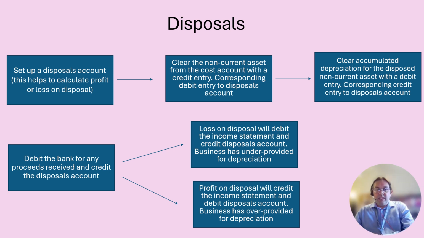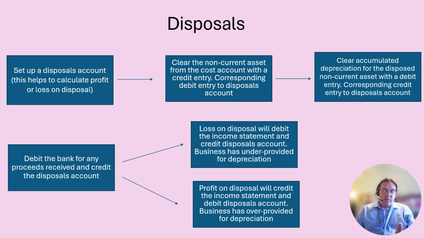We then have the accumulated or provision for depreciation. Apologies for using slightly different language; there are so many different ways of saying the same thing in accounts. Depreciation goes up on the credit, so to clear all the depreciation on the disposed asset, we have to debit it. We put a debit entry on the provision for depreciation with the label disposals, and then that credits the disposals account with the label depreciation. This means there is no entry for that asset anymore in the accounts, and that is our ambition, that it's no longer recorded within the accounts.